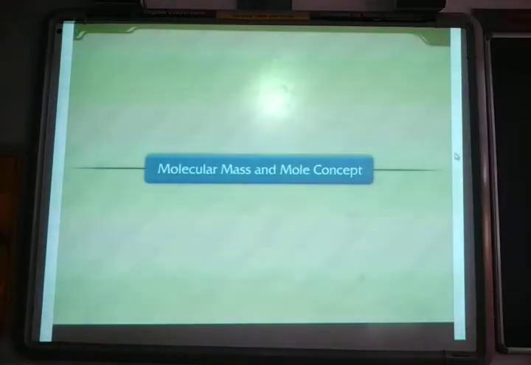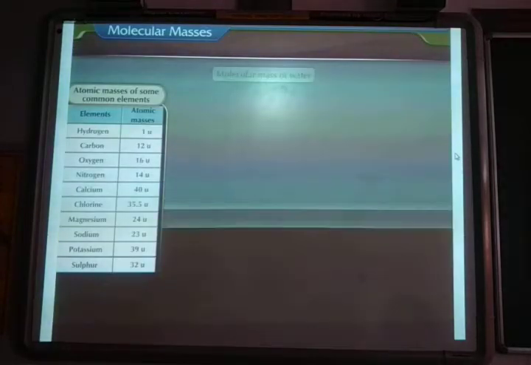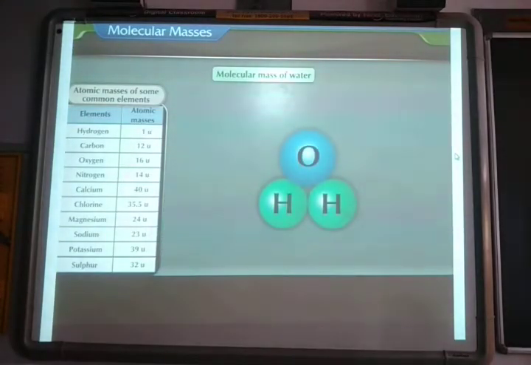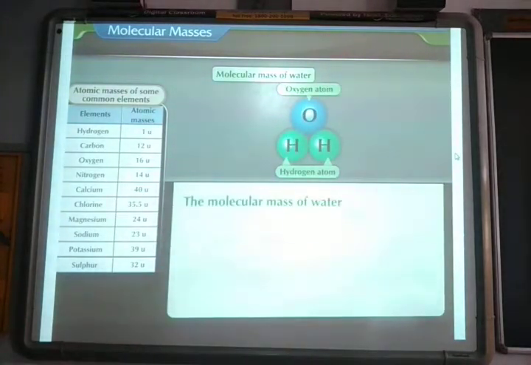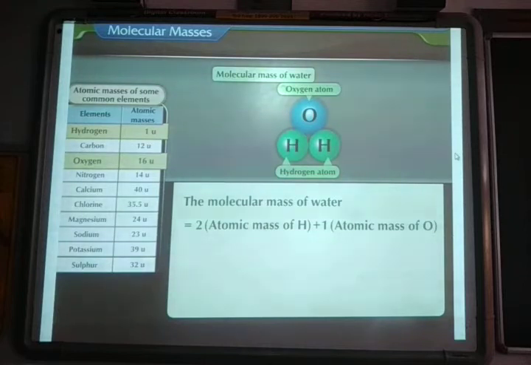Molecular mass and mole concept. Molecular masses. Let us determine the molecular mass of water. The molecular mass of water is the sum of the masses of 2 hydrogen atoms and 1 oxygen atom. Therefore, the molecular mass of water is equal to 2 multiplied by the atomic mass of hydrogen plus 1 multiplied by the atomic mass of oxygen.